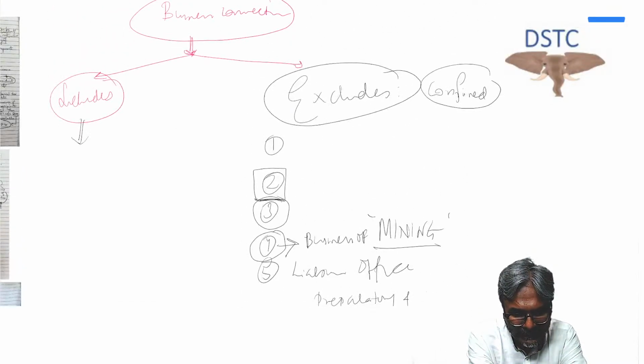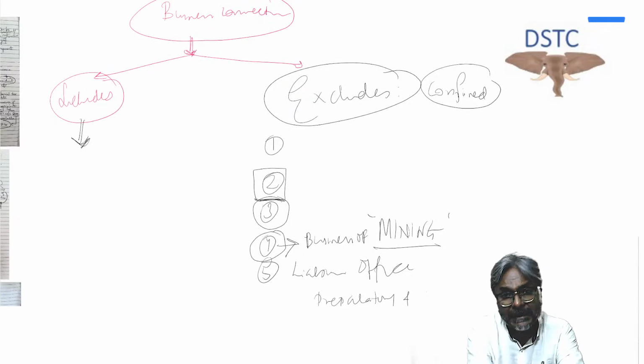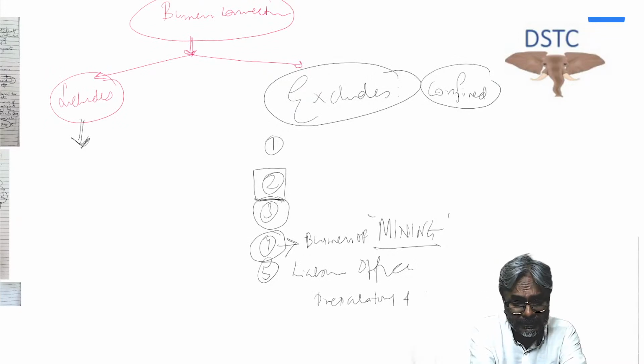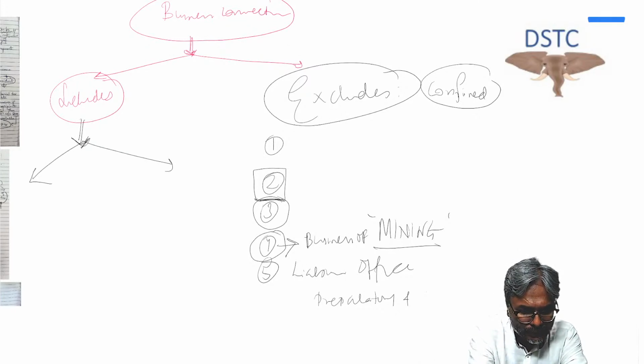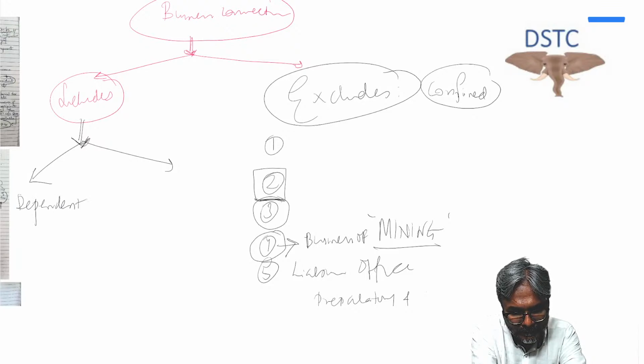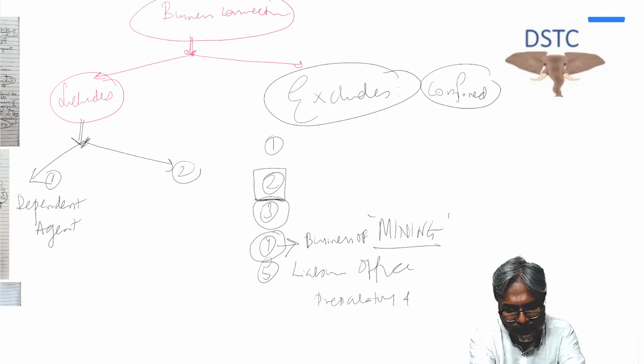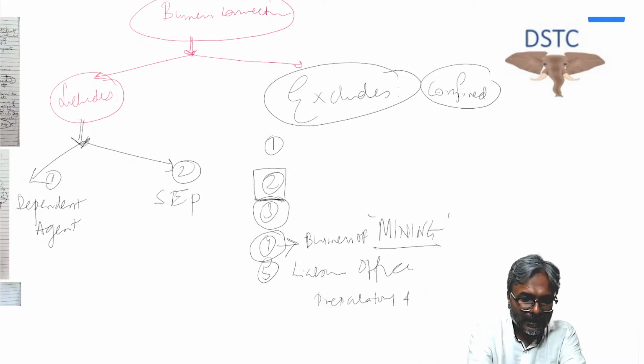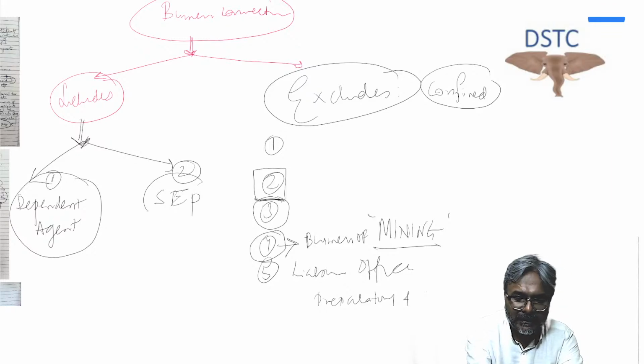Now, so far as the inclusive side of the definition is concerned, there are two things over here. And which are those two things? One is the activity of a dependent agent, and the second one, students, is the activity of significant economic presence. Business connection includes that of a dependent agent, and another is SEP.